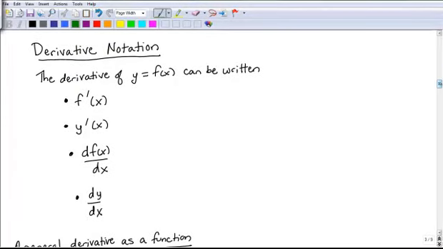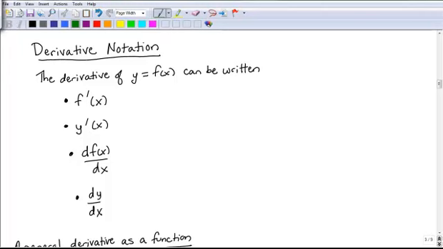Well, first we should talk about some notation for derivatives. The derivative of y equals f of x can be written many ways, but here are the 4 most common. Remember, y and f of x are the same thing, 2 ways to write the same thing. But the derivative could be written as f prime of x, that's how that's read, or y prime of x, because f of x and y are the same thing.